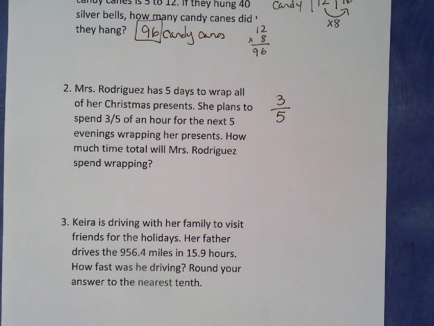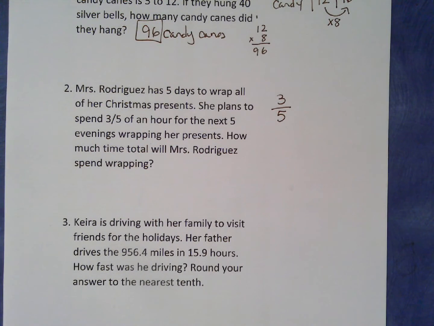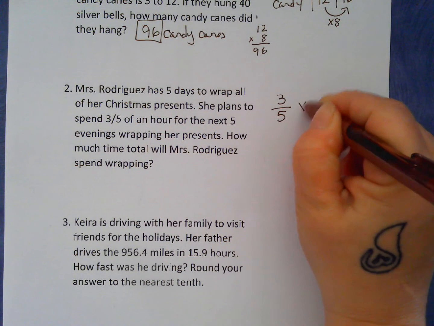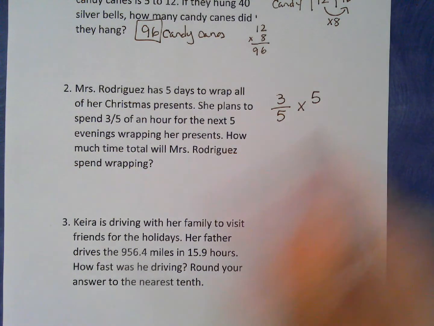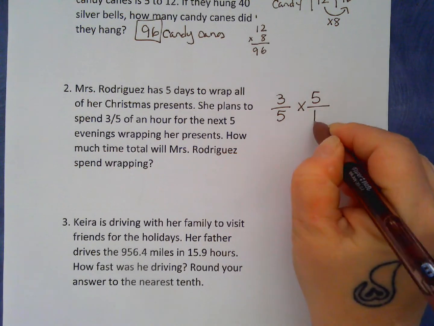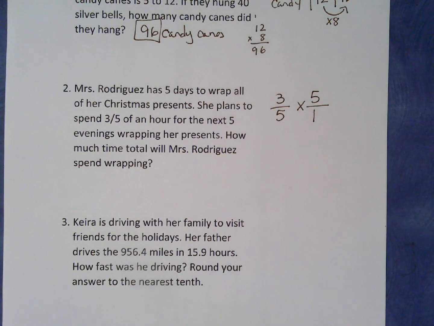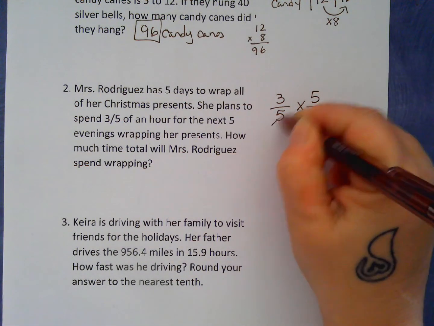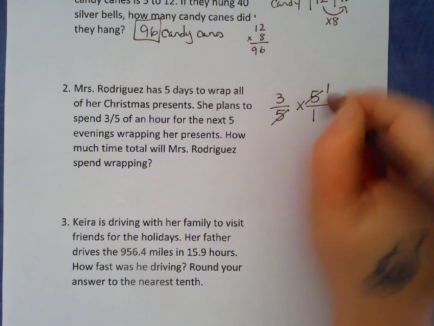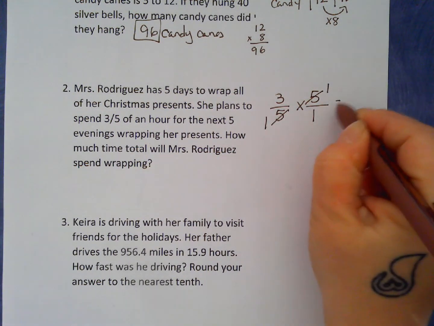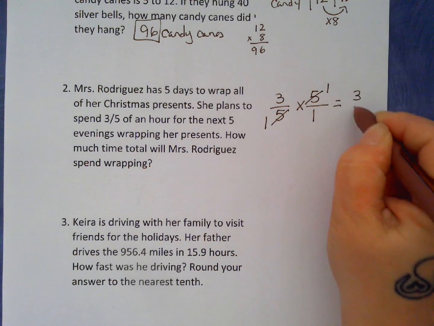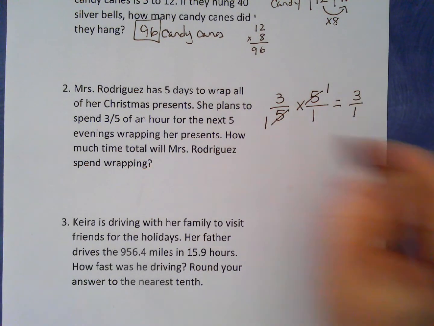wrapping, then I will do that 5 times. Remember, if I multiply by 5, I put it over 1. Then I simplify, right, before I multiply. Multiply straight across, and I get 3 over 1, which is really 3.